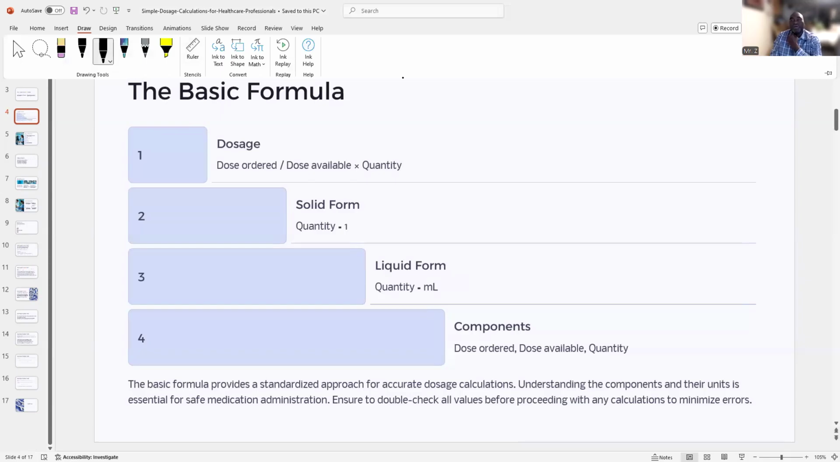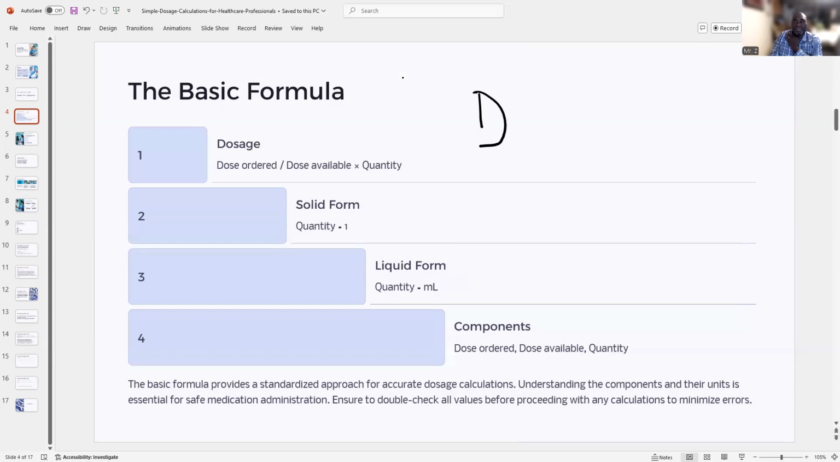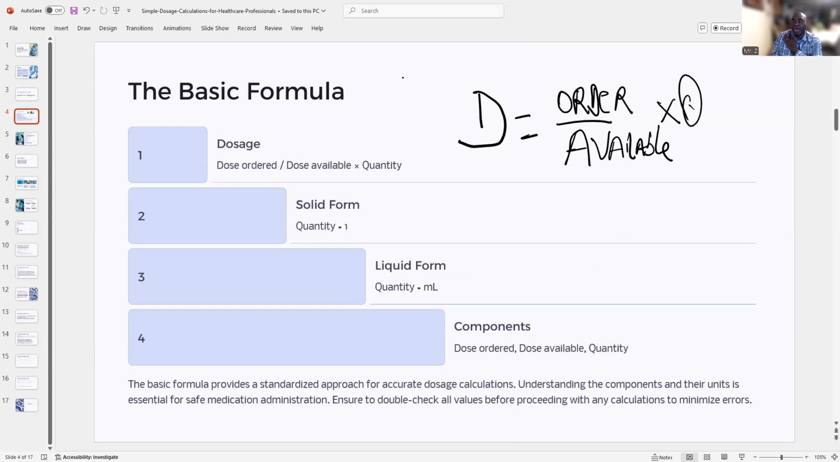So we're going to learn a simple dosage formula, which is: dosage equals the dosage that has been ordered. All right. So we're going to use what has been ordered. We're going to divide that by what is available. And then you're going to multiply that by quantity.